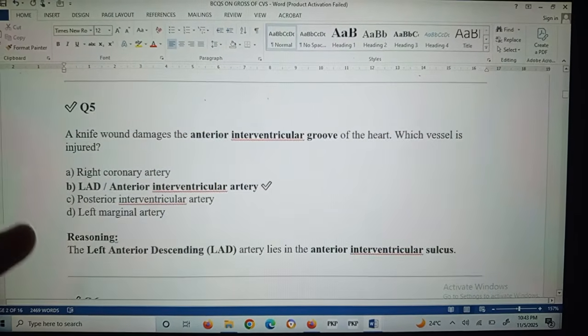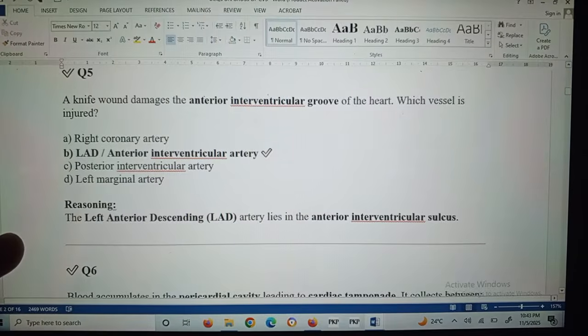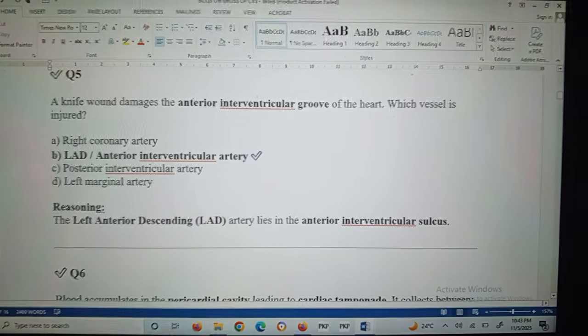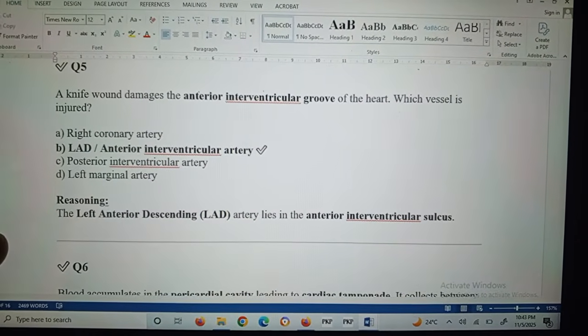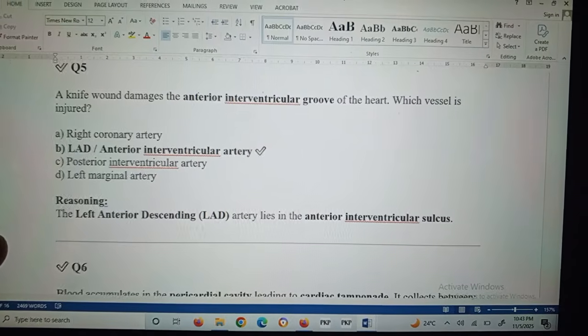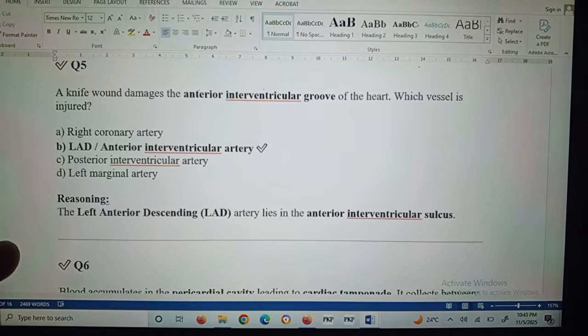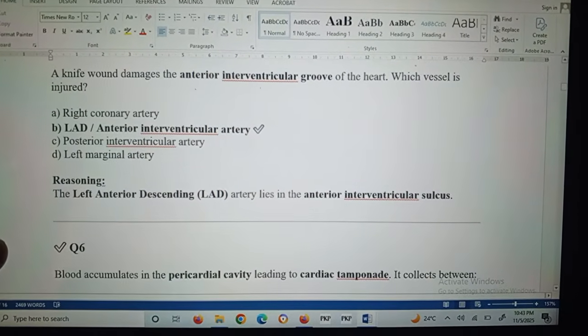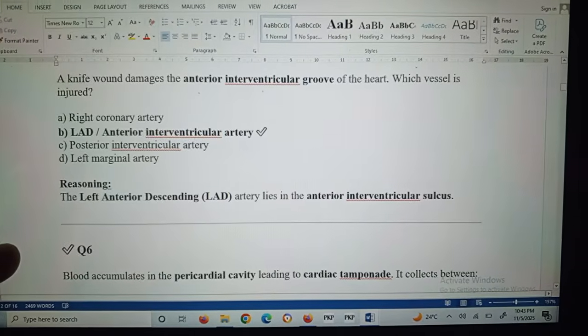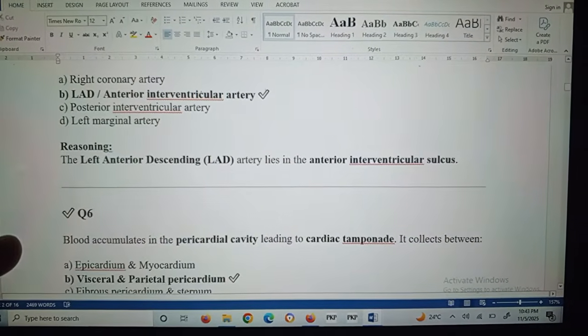Question number 5: a knife wound damages the anterior interventricular groove of the heart. Which vessel is most likely injured? The left anterior descending artery, or anterior interventricular artery. The left anterior descending artery lies in the anterior interventricular sulcus.